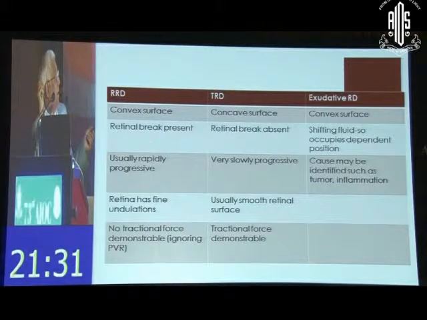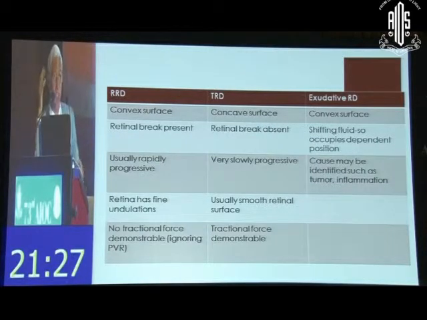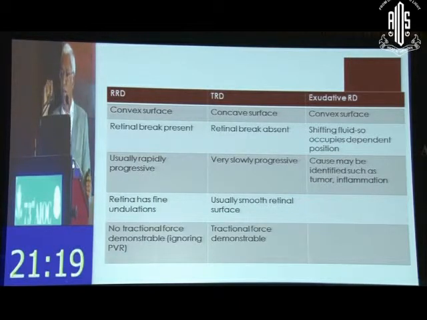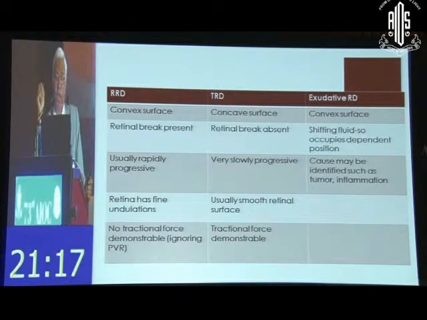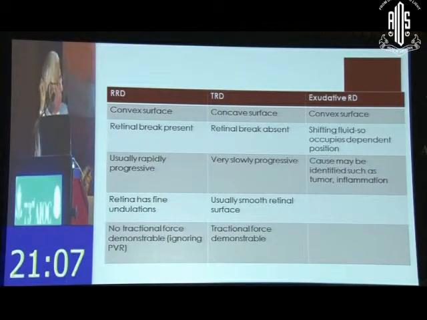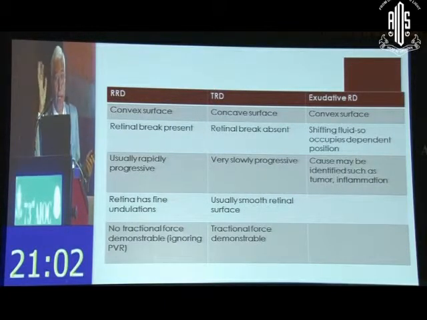Then you see other features, like does it shift with posture? Shifting with posture is more in favor of an exudative detachment compared to a rhegmatogenous detachment. Although, again, there are caveats, there are always exceptions to the rule. That is, there are conditions like very, very chronic detachments of retina, due to retinal break, mind you, where the retina becomes so thin and atrophic that fluid can sometimes shift. And as I said, the retina has fine undulations only in a relatively fresh detachment.